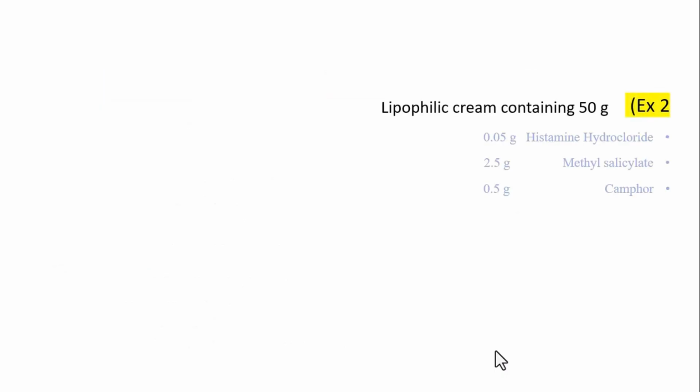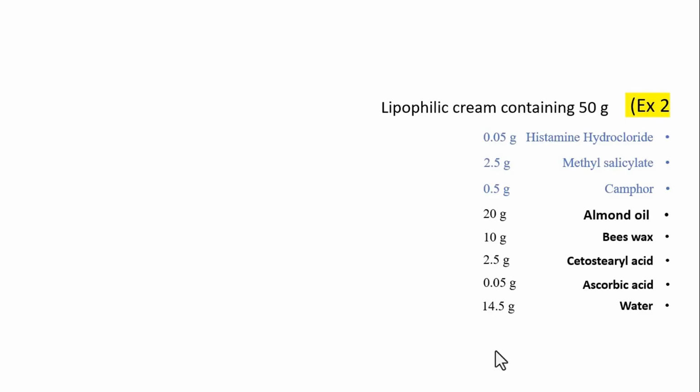So, to make 50 grams of lipophilic cream with these main ingredients, we'll have 20 grams of almond oil, 10 grams of beeswax, 2.5 grams of cetearyl alcohol, 0.05 of a gram of ascorbic acid, and 14.5 grams of water. As I mentioned before, the method for making creams, both lipophilic and hydrophilic, and the materials used in them have been fully explained in the cream making course.